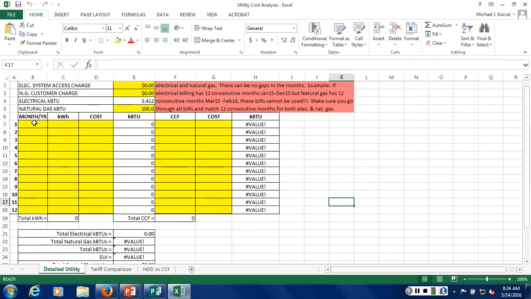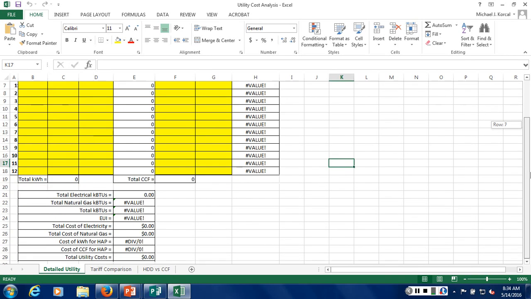You're going to fill in the month and year. In other words, the 12 consecutive months of utility data for both the electric and gas. You're going to fill in the kilowatt hours and the cost. That's the total bill. It'll calculate the kBTUs for you. You fill in the total CCF used per month and the cost for that. It'll calculate the kBTU. Then it's going to calculate total electric kBTUs, total gas kBTUs, and the total kBTUs.